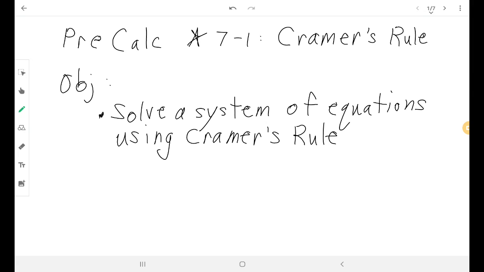So we're going to talk about the Pre-Calculus Edgenuity Section 7.1 called Cramer's Rule. And the objective of this section is to solve a system of equations using Cramer's Rule. Pretty straightforward.